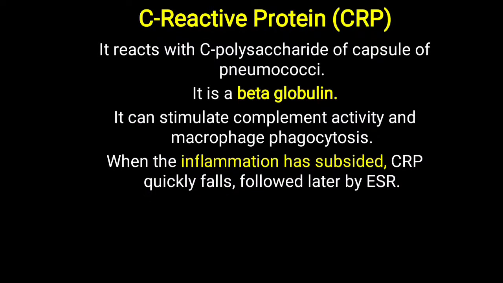Apart from that, ferritin is also utilized as an acute phase protein. Ferritin is a protein which is also called the storage form of iron, but its level is also found to be elevated in inflammatory conditions. So ferritin is also called one of the acute phase proteins. When the inflammation has subsided, the CRP level falls quickly, followed later by the ESR.